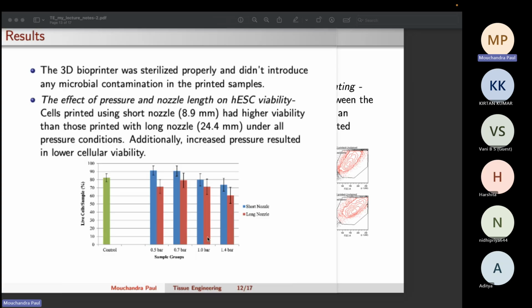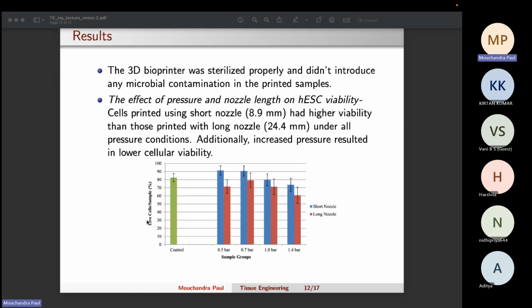And as I already explained, the percentage of live and dead cells, they have measured using a flow cytometer in the FACS module, the fluorescence activated cell sorting module. They have used that module to analyze the cell viability percentages.